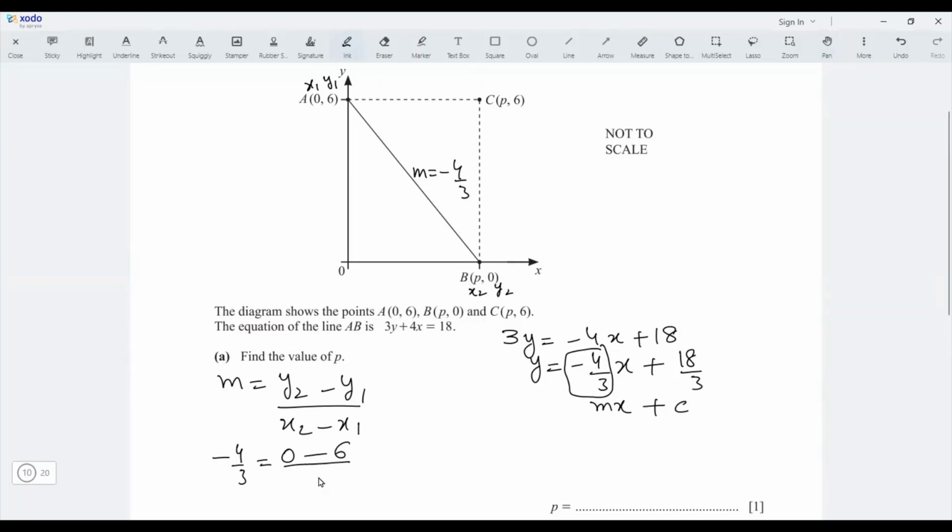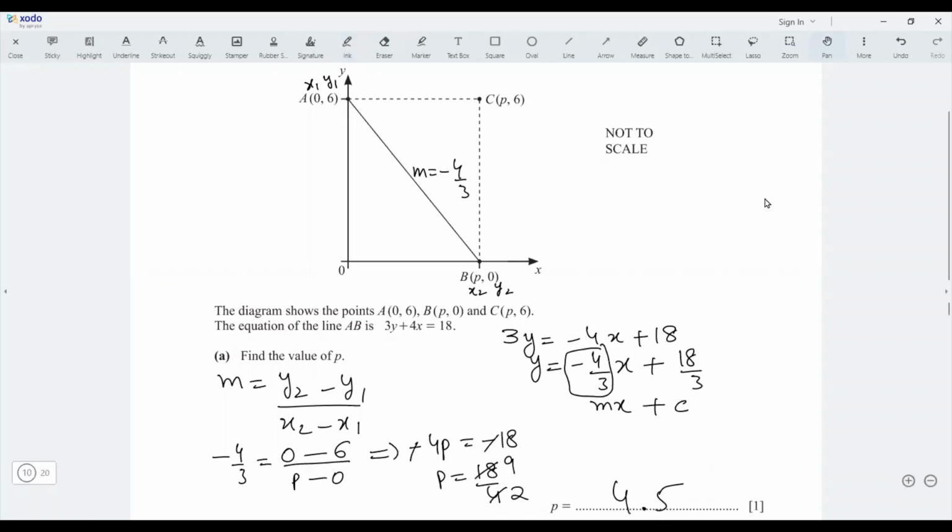divided by x2, which is p, minus 0. Cross multiplying, p minus 0 is p. So p times 4 is -4p, equals -6 times 3, which is -18. So minus and minus will cancel, and 4 will be divided here. So 18/4, cutting down, 9/2, is basically 4.5. So the value of p is 4.5. If you do it through any of the methods, you will get the same number.